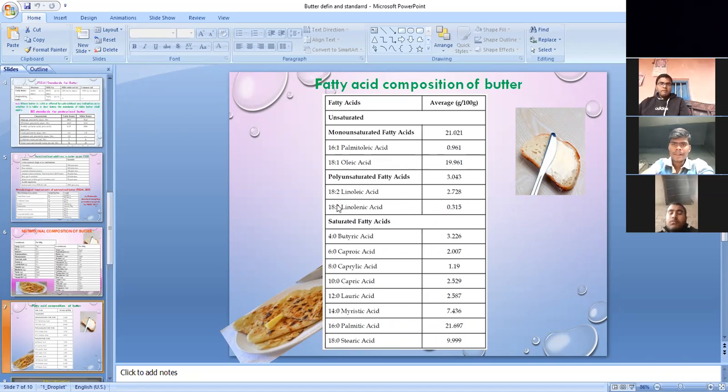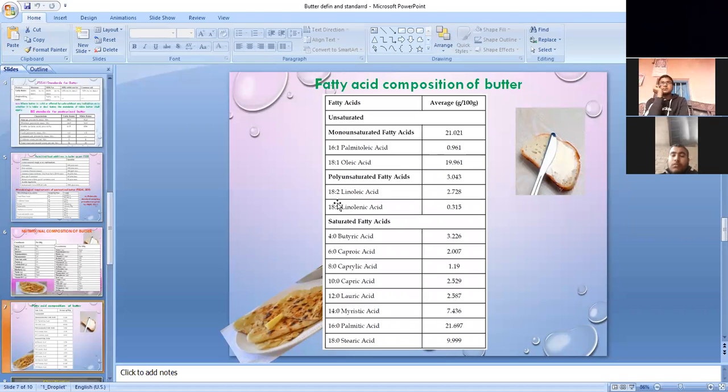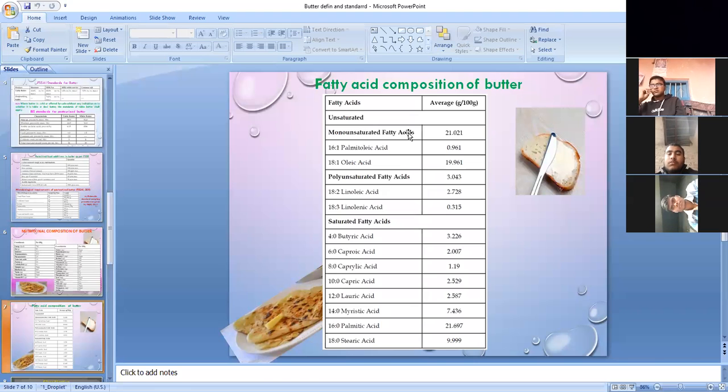So this is the beauty of ghee or butter, that these essential fatty acids remain present in your butter and ghee. Science has already proved that these are very useful from the health point of view, and they are also known as essential fatty acids. The composition of unsaturated, monounsaturated, polyunsaturated or saturated fatty acid may vary depending upon the type of milk.